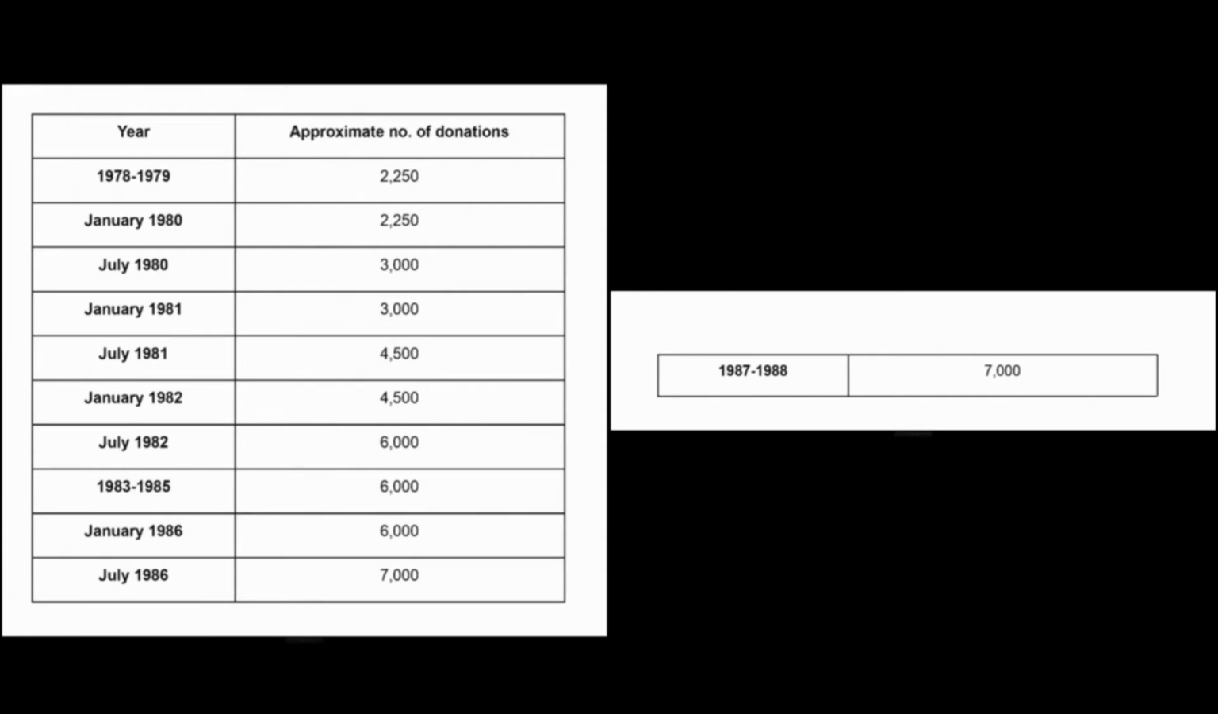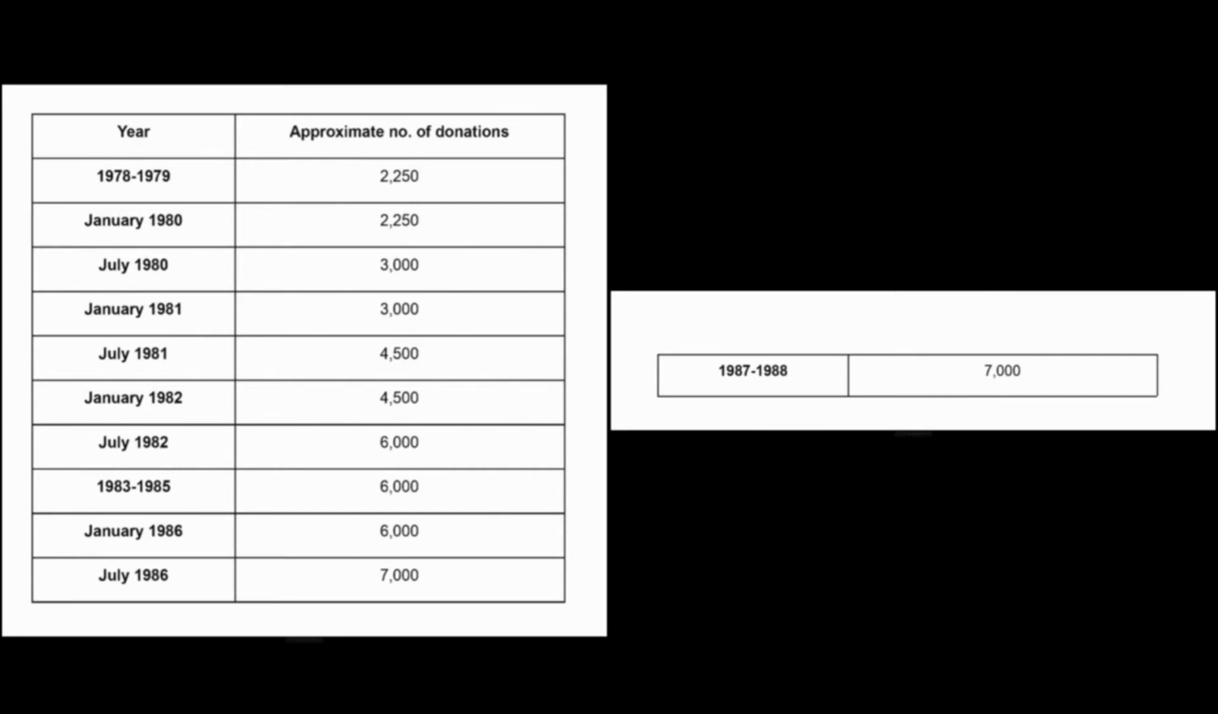That figure again went into 1981, but during 1981, it increased to 4,500 donations. That is also the figure that we have for 1982, at the start of 1982, sorry, but during that year, it increased to 6,000 donations. From 1983 to 1985, and even going into 1986, that figure of 6,000 donations remains constant. But at some point in 1986, the approximate number of donations increases to 7,000.